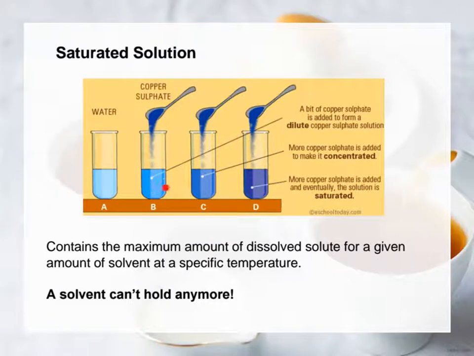So, a diluted solution contains a small amount of solute. If I add more solute, the solution will be concentrated. When this solution contains the maximum amount of solute, it's called saturated. So, a saturated solution contains the maximum amount of dissolved solute for a given amount of solvent at a specific temperature. Then, a solvent can't hold any more.